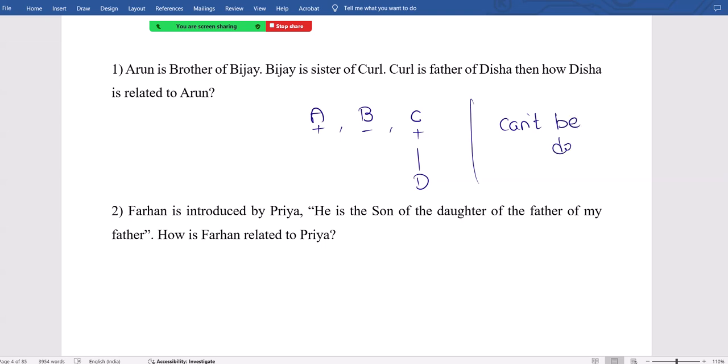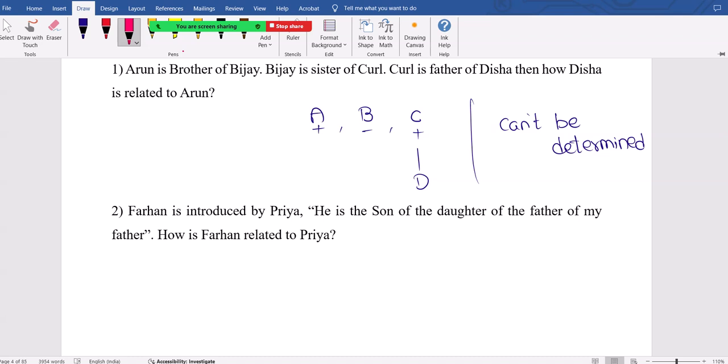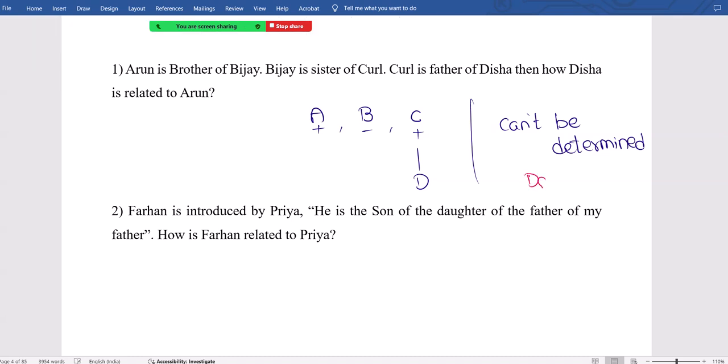Or else, yeah, here options are not given. As it is memory based, students are not able to give the questions or the options. So your option should be cannot be determined, or go with the word daughter, because Disha is generally a name for female. If cannot be determined is not there, then go with the option daughter.